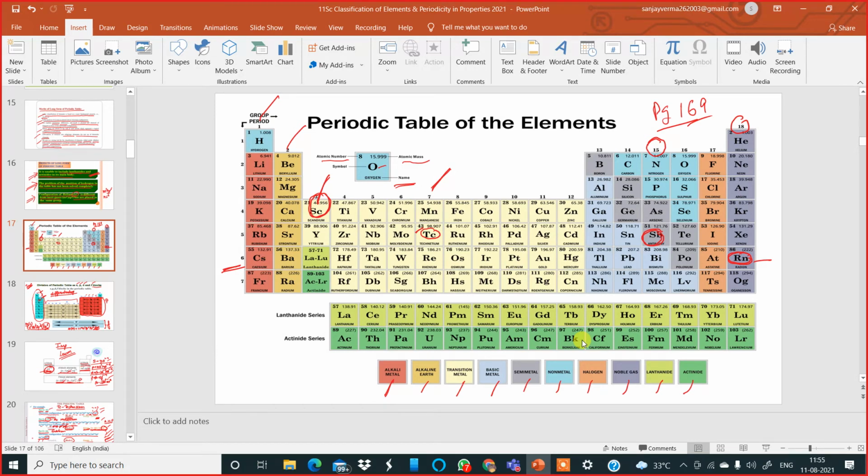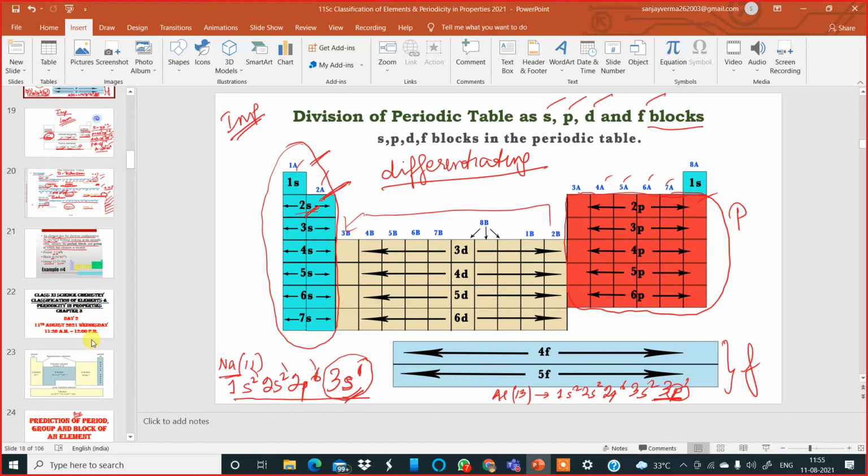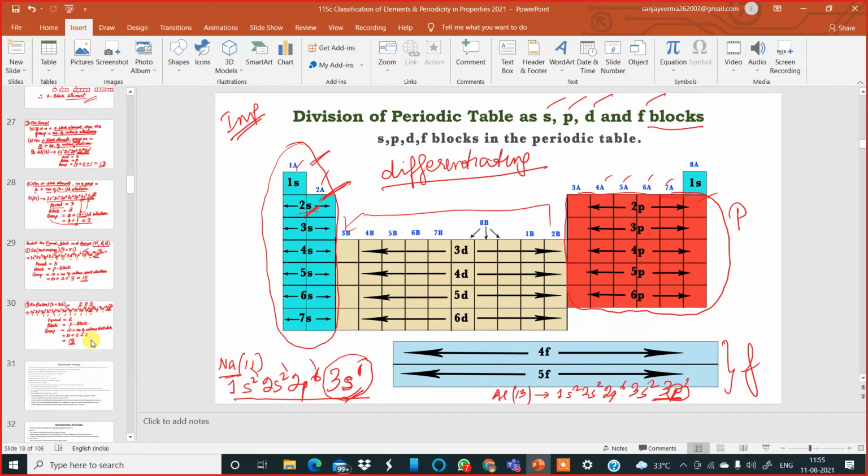How? Okay, look at this figure over here. This is a P block element. All the noble gases except helium, they are what? P block elements. Am I clear, my dear students? I'm asking again and again.